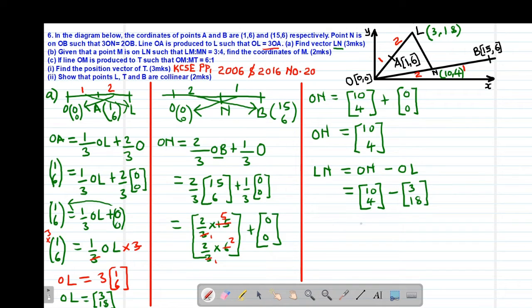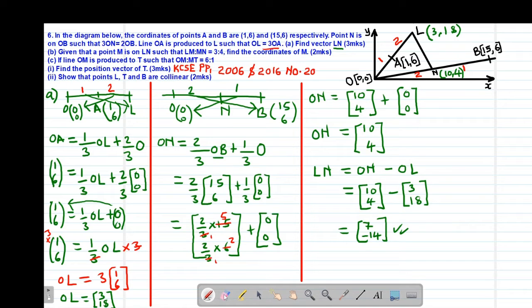So if I perform the subtraction, I'm going to have the following. 10 minus 3, I'm going to get positive 7. Then of course 4 minus 18, I'm going to get negative 14. So this is actually what we are calling our vector LN. Then we move to part B of the question.